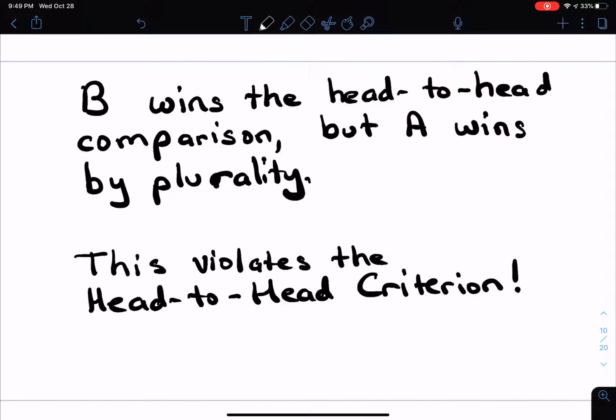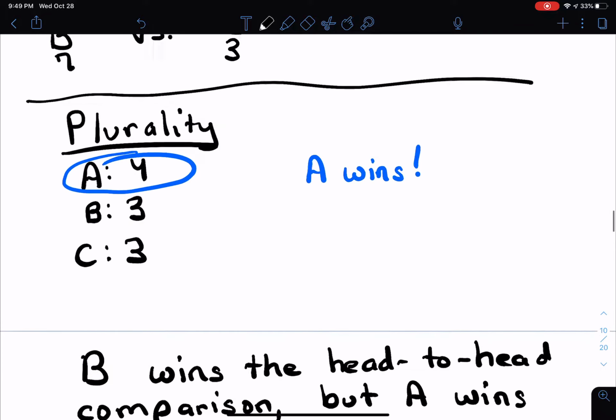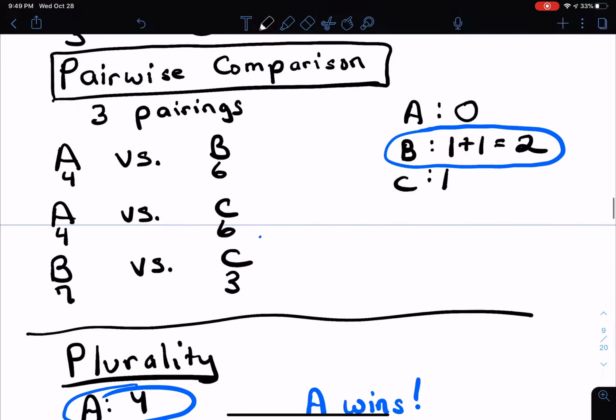You're going to find that often these names make a lot of sense. Head-to-head criterion, you're looking at whoever wins the head-to-head comparison should be the winner, that kind of thing. Some of these names will help give you a hint about what's going on in these criteria. All right.